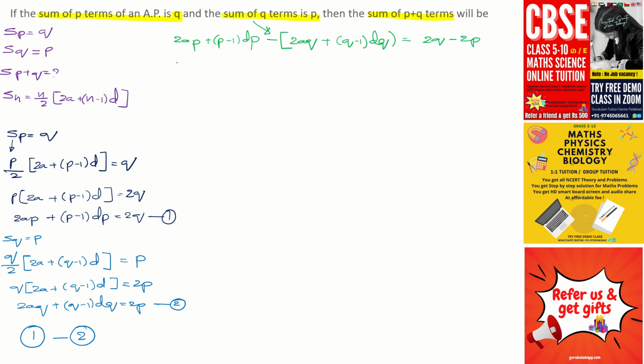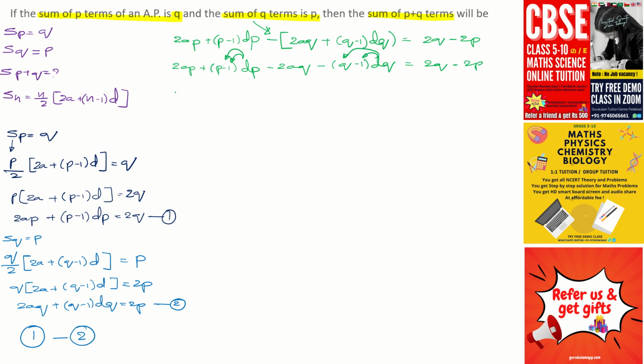So let's do that first. It is going to be 2ap plus (p minus 1) into dp minus 2aq minus (q minus 1) into dq equal to 2q minus 2p. So now what we are going to do is multiply this value to the inside. So this dp is to be multiplied here. Similarly, dq is to be multiplied here.